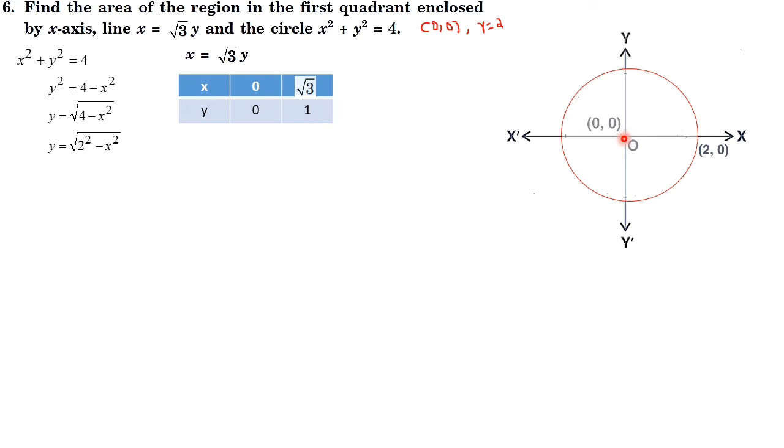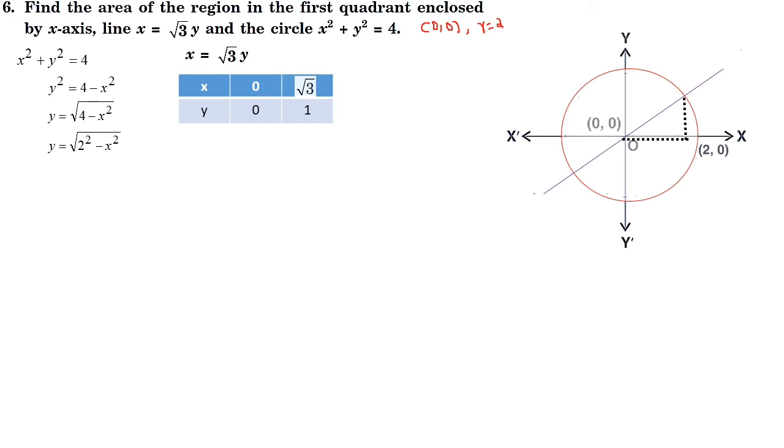First point is (0, 0). That is okay. The next is root 3. Root 3 value we know is approximately 1.7. Here, the length is 2 units, so 1.7 means somewhere near 2 will be coming. And 1 unit is maybe up to here, so 1 means somewhere here will be coming. So approximately we can plot the 2 points. One point is here, another point somewhere here. By using those 2 points, simply we can draw a line. This one is (0, 0), and this is approximately (root 3, 1).